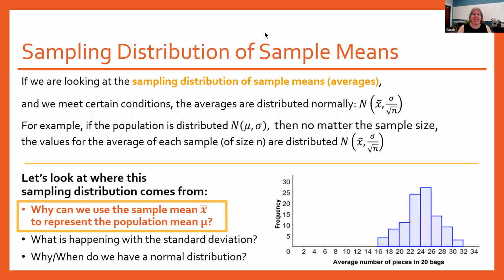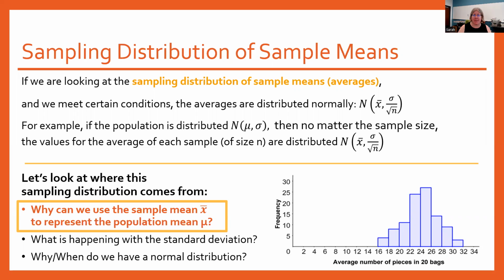Now that we have some practice finding the sampling distribution of sample means, I want to take a closer look at the distribution itself. So if we're looking at the sampling distribution of sample means or averages, and as long as we meet certain conditions, those averages are guaranteed to be distributed normally, and we'll use the mean from our sample, and then we'll take our population standard deviation sigma and divide that by the square root of n, or our sample size.